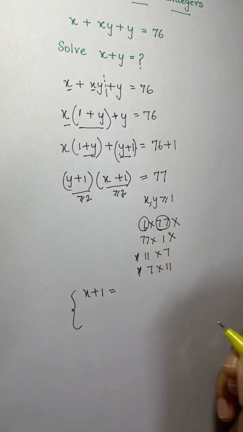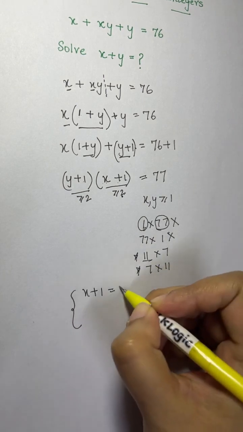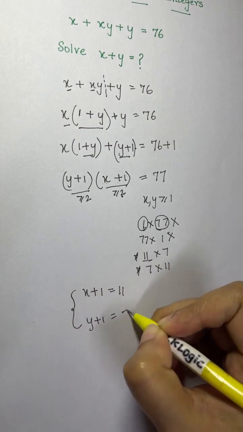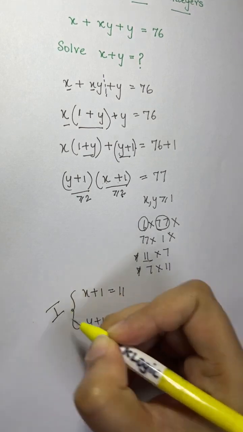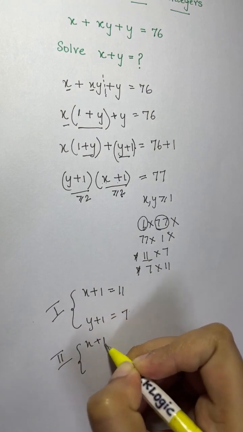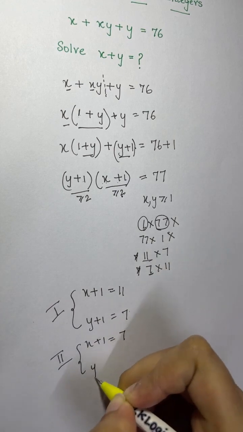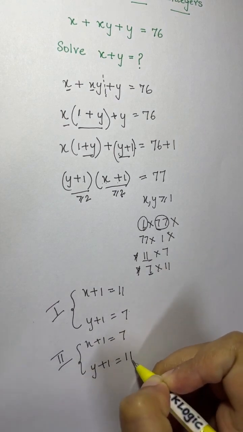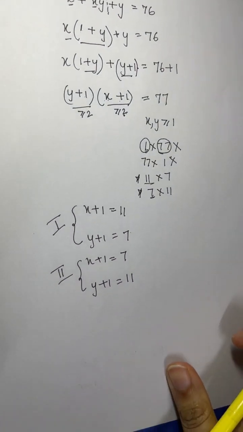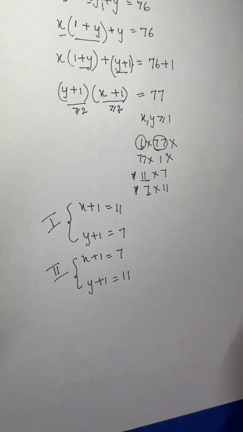So either of them. So we'll have two cases: when x plus 1 is 11 and y plus 1 is 7, the first case. The second case we'll have when x plus 1 is equal to 7 and y plus 1 is equal to 11. So there are two cases. Both of them get the same answers, vice versa, they are the same.